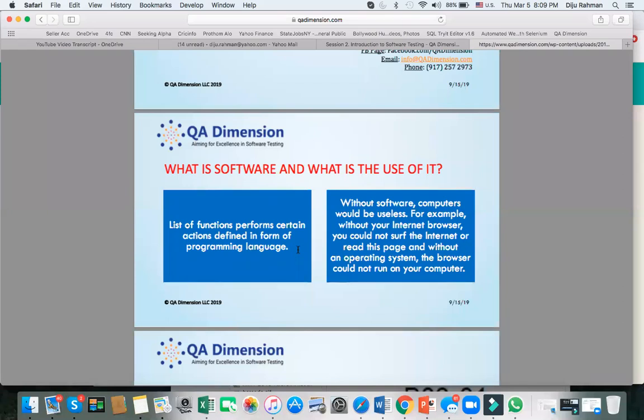So what is software? This is my definition, by the way. It is a list of functions. What is a function? A function is nothing but an option, right? A list of options, a list of features. You guys know the feature, right? What is a feature? A different capability of the software. Types, exactly, correct. So a list of functions or list of options that performs certain actions.